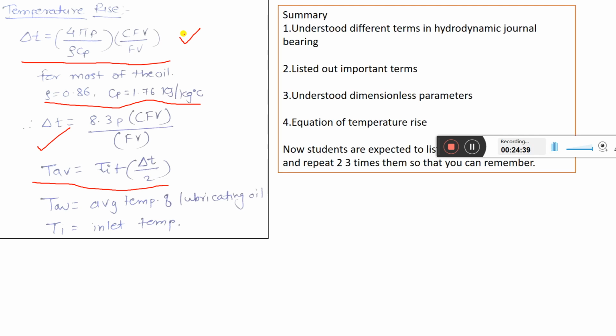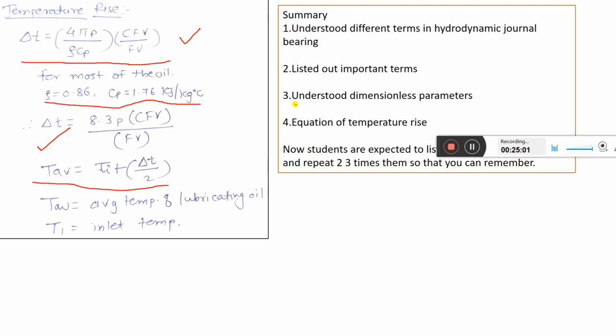Now what is the summary? Summary is nothing but first of all we have to understand the hydrodynamic journal bearing. So we understood what the hydrodynamic journal bearing is. Second, we have listed out important terms. We have seen the diagram, and from the diagram we have seen different terms like H0, R, capital R, C, etc.